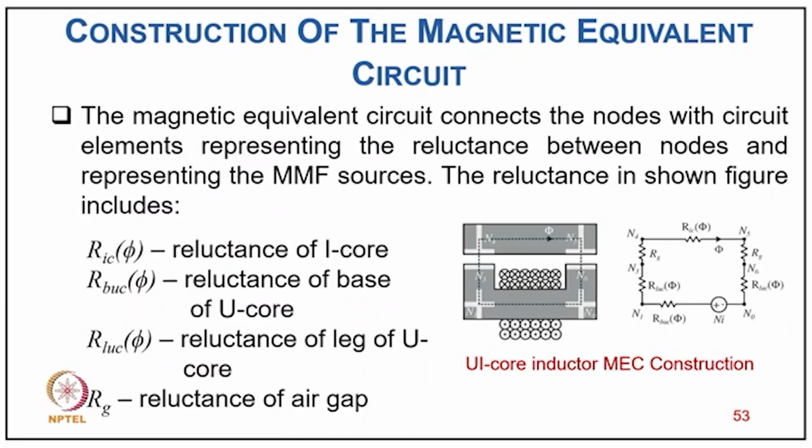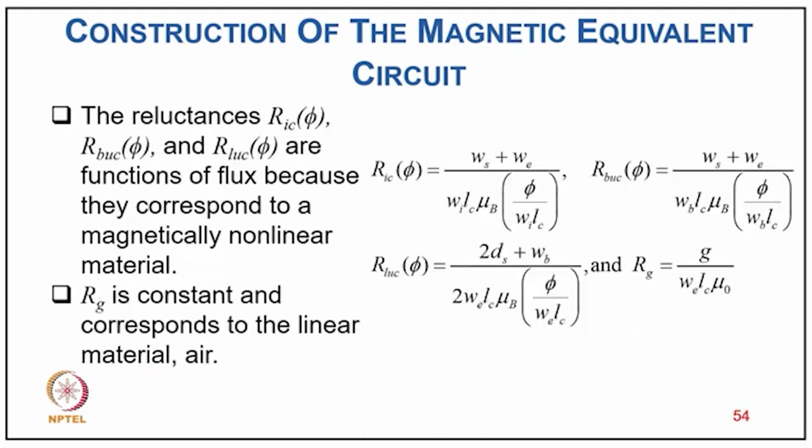If you look into it, you have the excitation Ni produced from the winding, and then you have the reluctance of different parts, including both the air gap as well as the reluctance of the I portion and the reluctance of the U portion here. So this gives you a magnetic equivalent circuit for the calculation. Now the reluctances Ri, RBUC and RLUC are functions of flux because they correspond to nonlinear magnetic material, and Rg is constant, corresponding to the linear magnetic material, that is air.